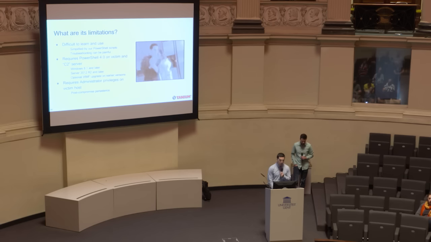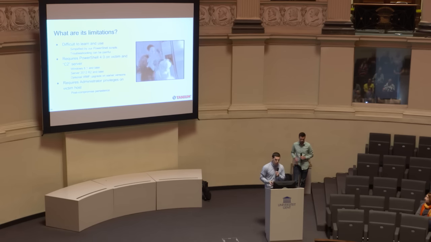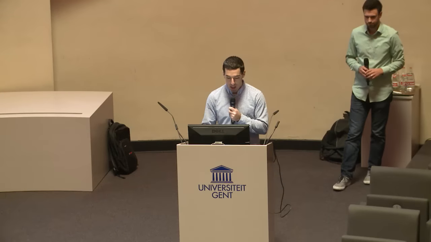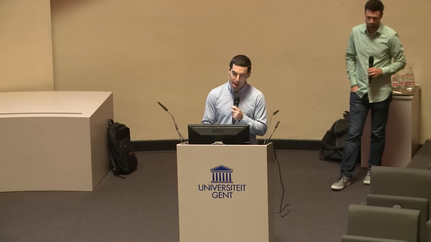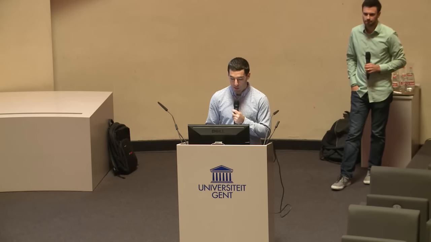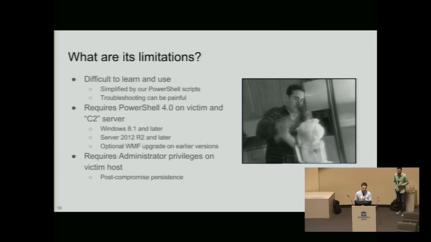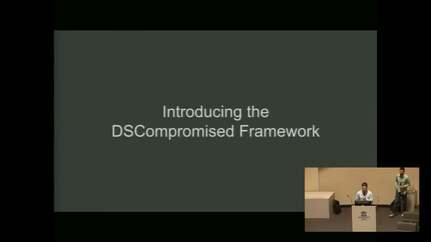On the client victim side, though, your victims are going to have to be running either that server OS or Windows 8.1 or later. Technically, you can upgrade Windows Management Framework to version 4 or 5, but as an attacker, that's a really cumbersome, noisy thing to do, so I didn't consider that in bounds. And then again, finally, you do have to have local administrator equivalent rights on the victim host to mess with any of this stuff. So this falls squarely within the realm of post-compromise persistence and not privilege escalation or anything like that. All right, Matt.